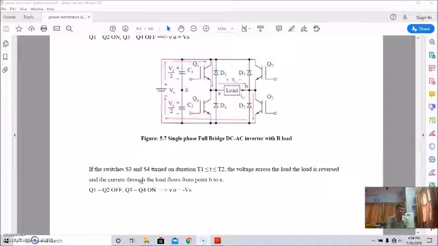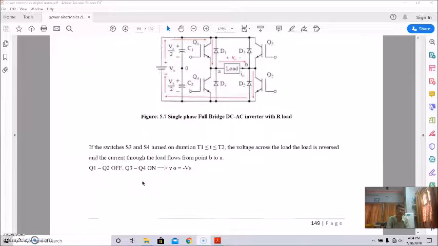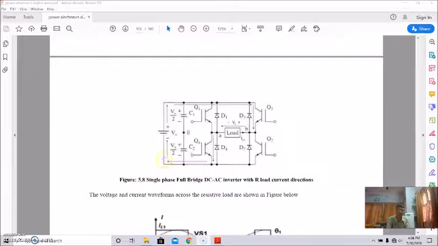So in that case, the sequence of operation will be like this. Actually, what you are finding here is that the current direction has been changed. Initially, for the first case, it was from A to B, and in the second case it was from B to A. So as a result, the load voltage will be of opposite polarity. That means the magnitude is the same as the input voltage, but the polarity will be different.